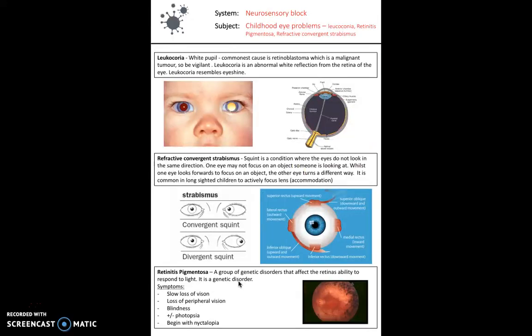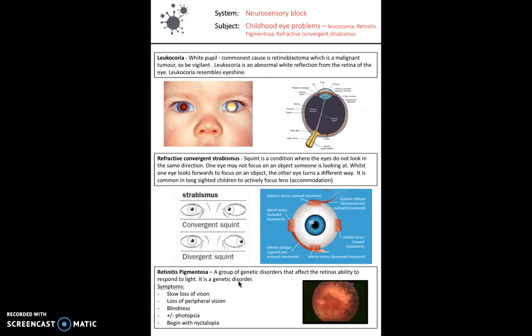And lastly, in terms of eye problems, you've got childhood eye problems. So one that as a doctor you should never really miss is leukocoria or white pupil, and the commonest cause of this is retinoblastoma, which is a malignant tumour. So therefore being vigilant there is really essential, because obviously you can be the difference between whether you save a child's eyesight.